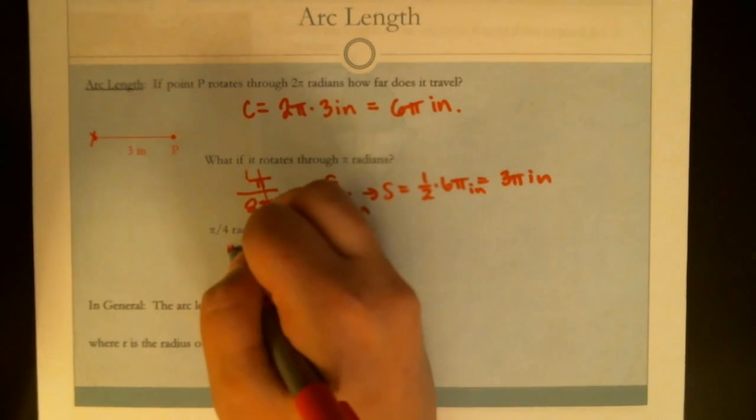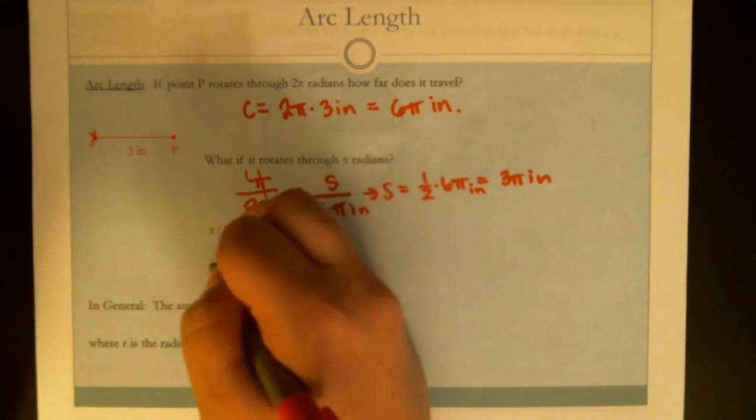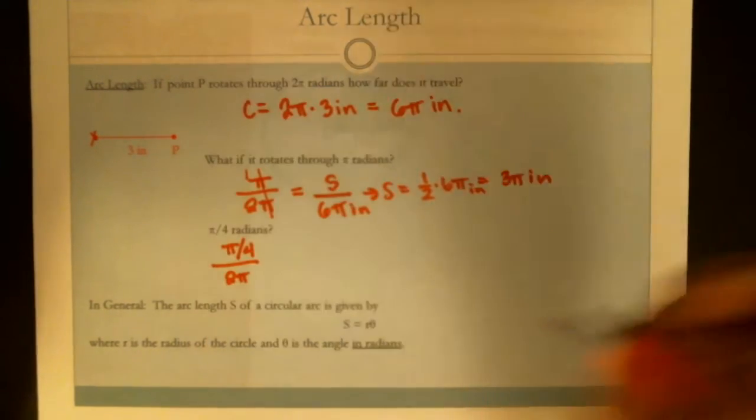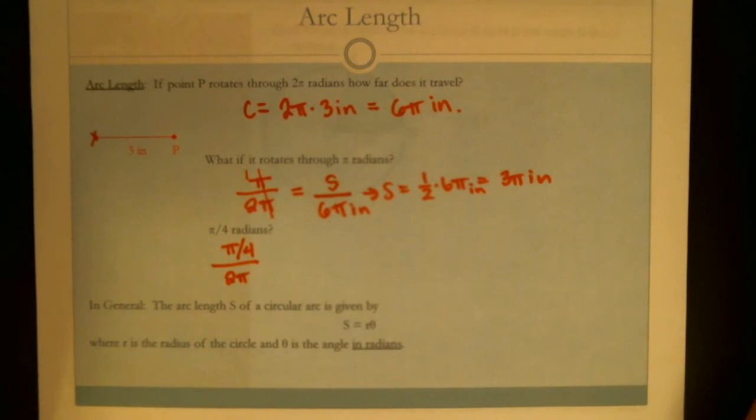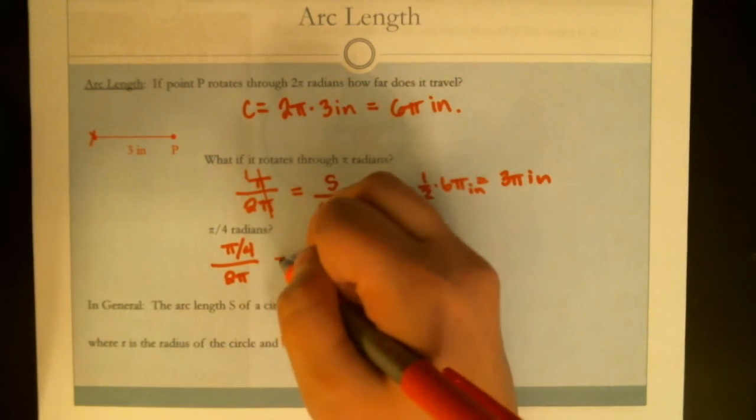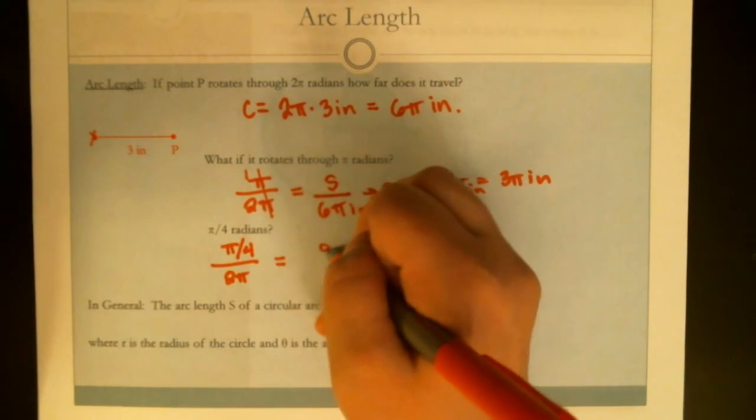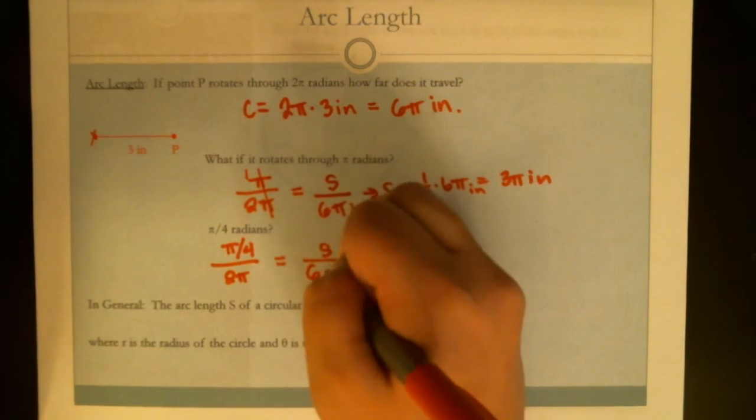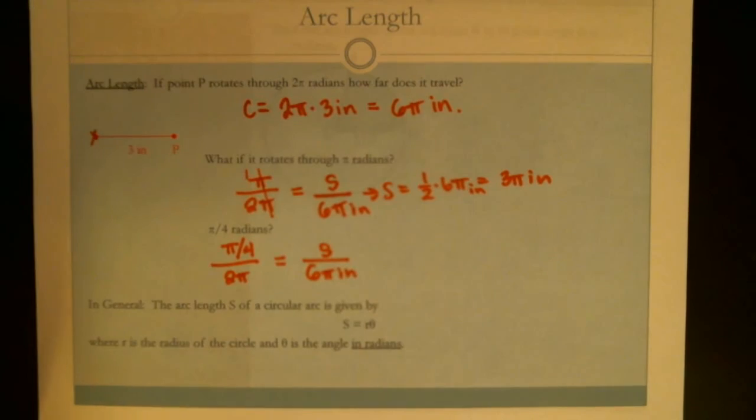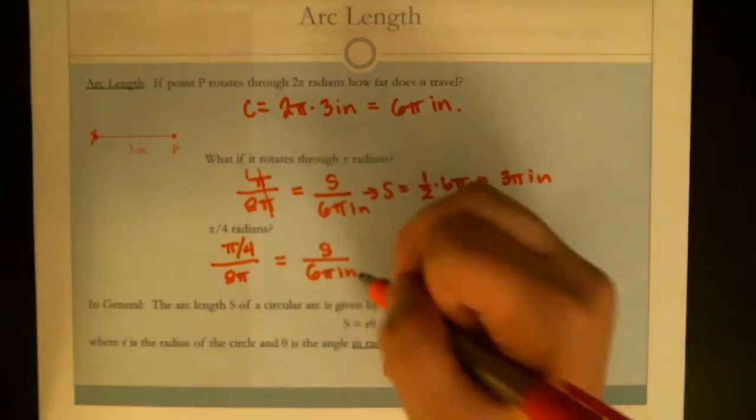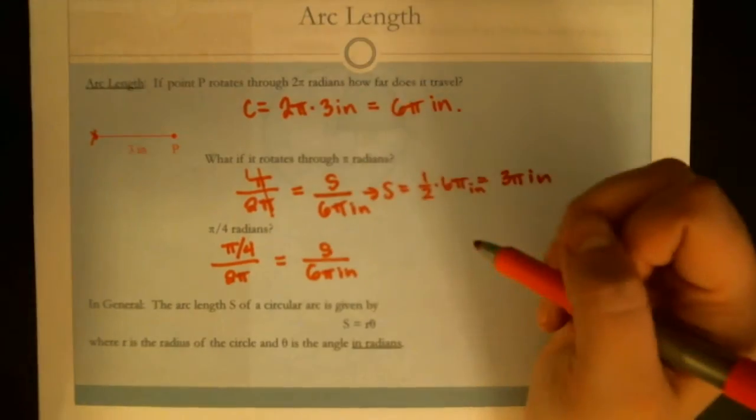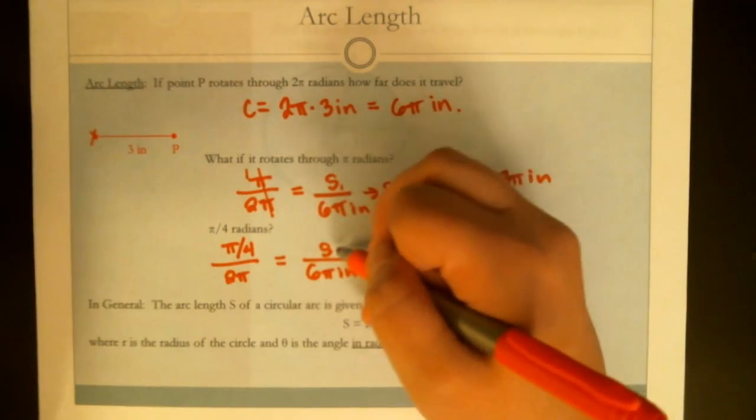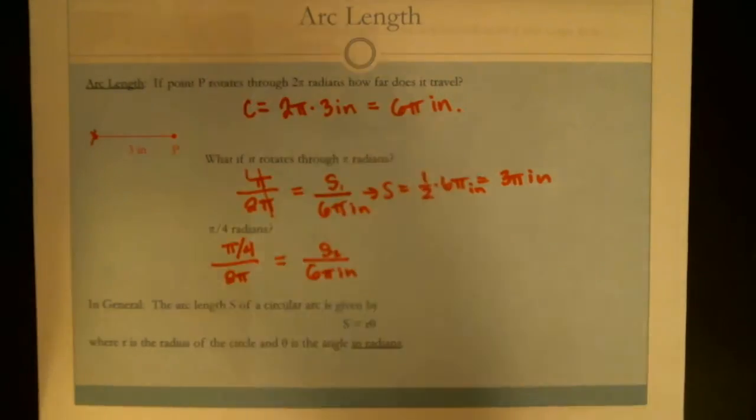So if I want to know what fraction of the circle I have, I'm going to take pi over 4 divided by 2 pi. So that should tell me what fraction of the circle I'm working with. And that should be equal to what fraction of the circumference I get. So again, the only units floating around in here are the 6 pi inches, the inches in the circumference. Here, let's call this S1 and we'll call this S2.